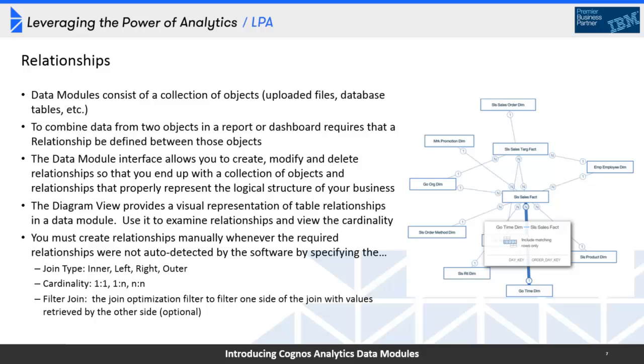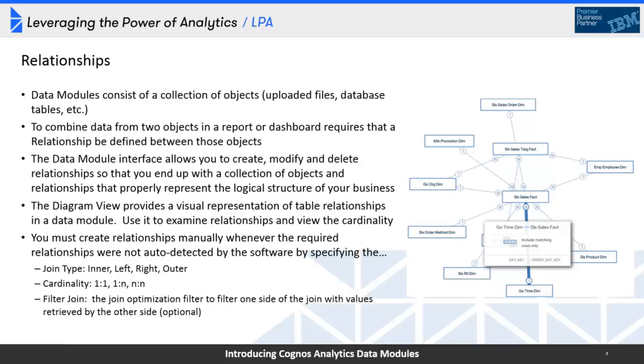One component of the inner, left, right, and outer is, do I want only the matching rows, right? Or do I want the matching and unmatching? And when I express my join type, as you'll see, I express it in English. So I don't have to know SQL. I don't have to write code to specify my join type.